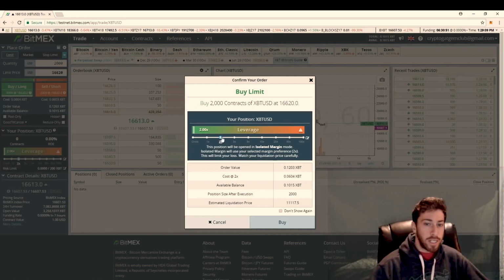So as you increase leverage, notice that your liquidation price goes up. That's because we're risking less. So as you increase leverage, you have to risk less to trade with 0.12 Bitcoin's worth.